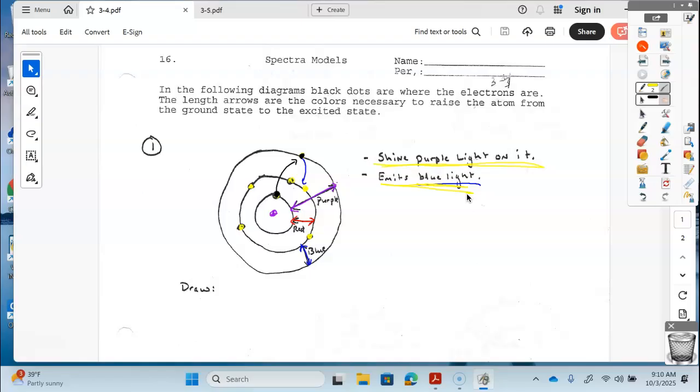Everybody with us? Ms. Younger, you good? All right. Well, let's try number 2 since we have some time. Let's try number 2. Okay, I got to undo this.